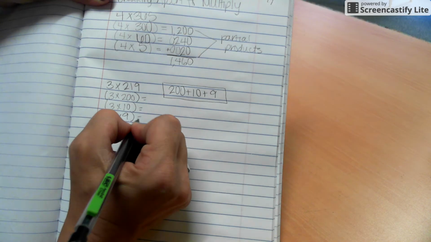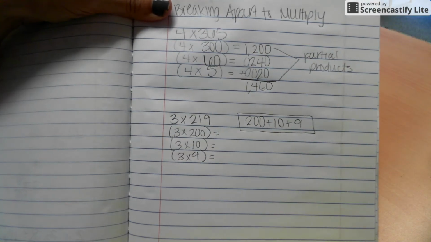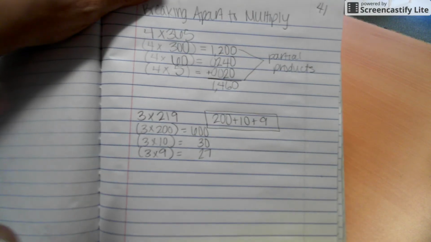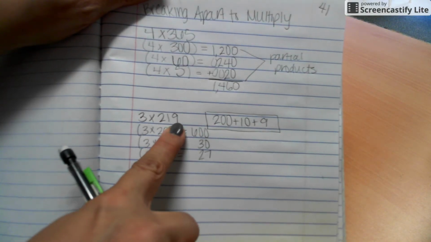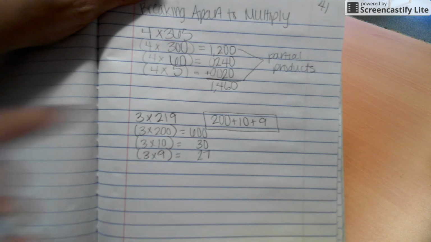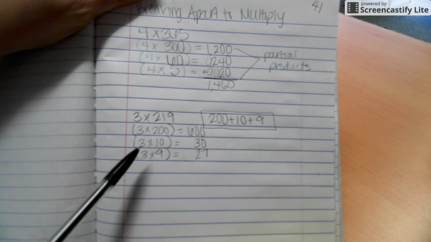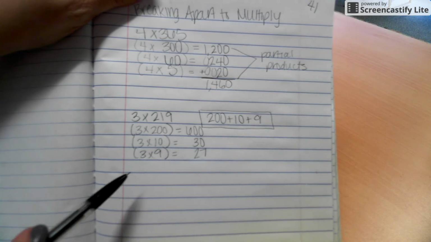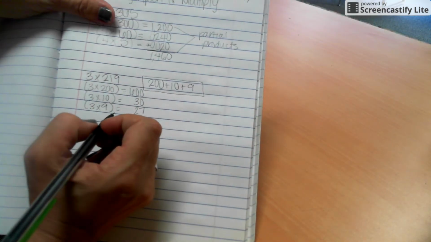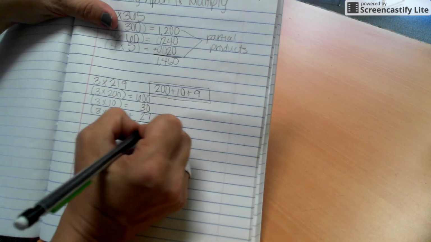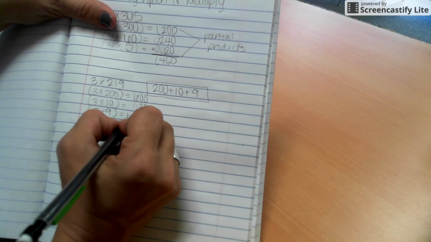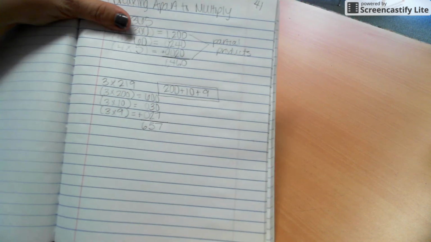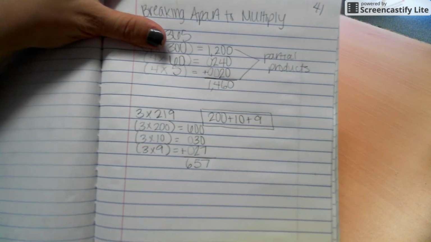And I want you to go ahead and find each one of those partial products. So I covered up my 2 zeros and I did 3 times 2 equals 6, and then added my 2 zeros back for 600. Then I did 3 times 10 was 30, and 3 times 9 is 27. So since we said those are partial products, I'm going to add those together. Fill in your potholes if needed. And you should get 657.